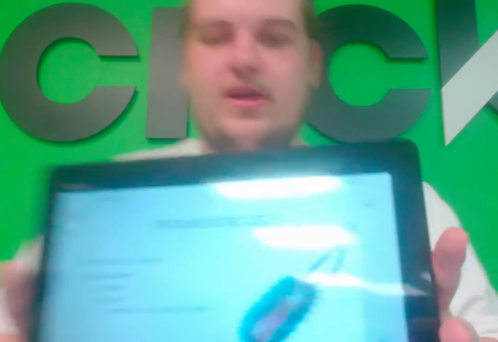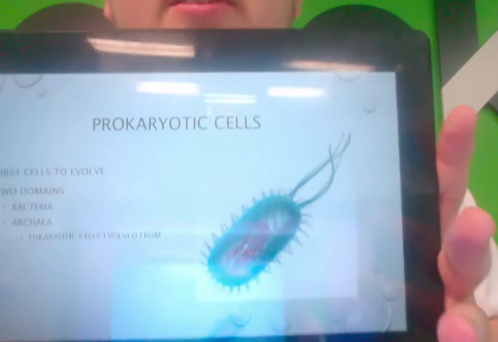Okay. Prokaryotic cells. They are the first cells to evolve, starting with two domains, bacteria and archaea. Not really sure if that's how you pronounce it. So the basic look of a prokaryotic cell is this right here. Kind of looks like a bacteria.